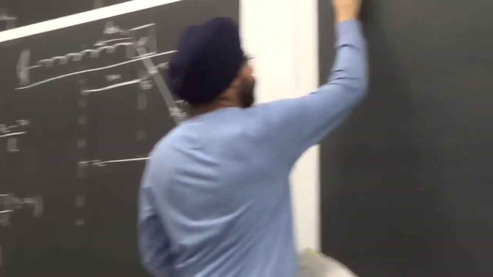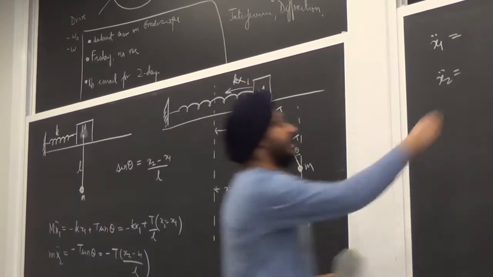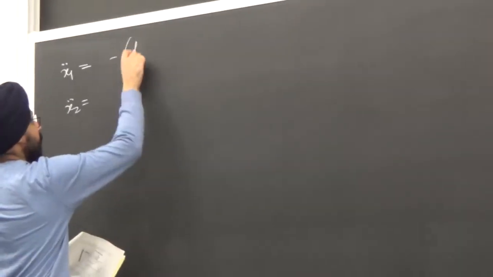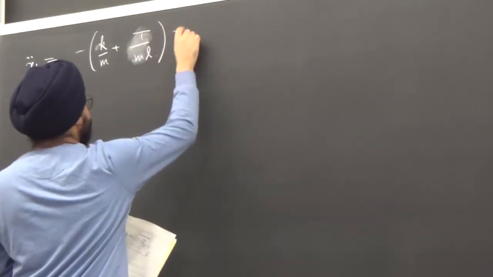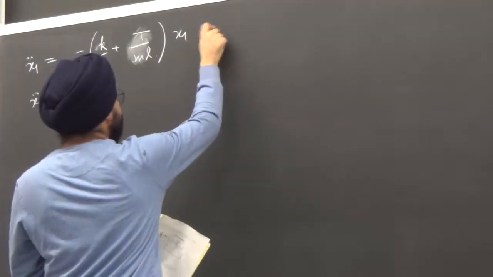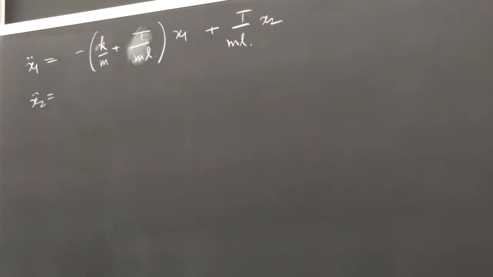So I have x1 double dot equals something and x2 double dot equals something. Again, write them down as a linear combination of x1 and x2. Okay. So for the first one, I have a term minus k and a minus T over L from the x1 part. So I have minus k over M plus T over ML, okay, times x1, and I have plus T over ML x2. That's the canonical form of things.